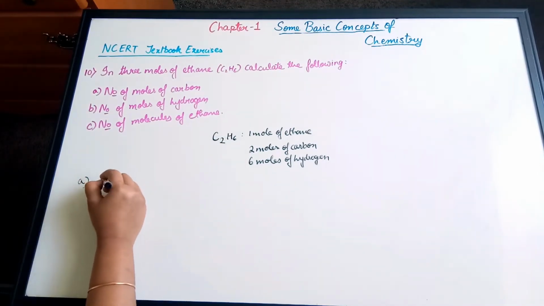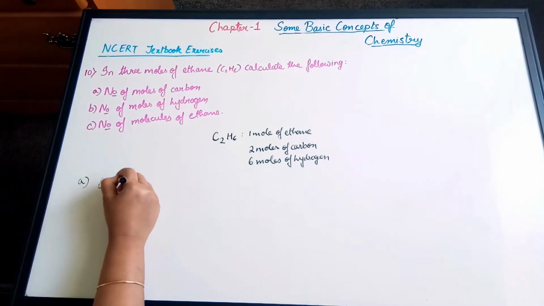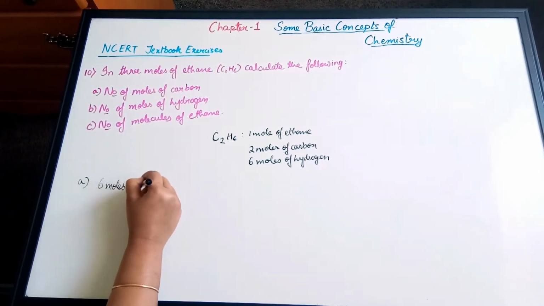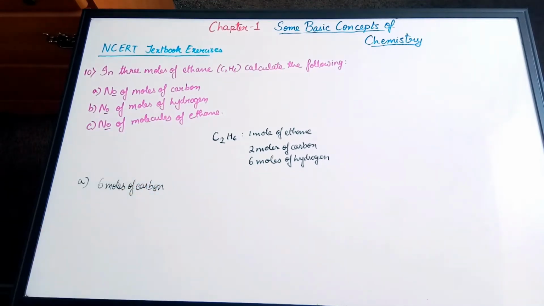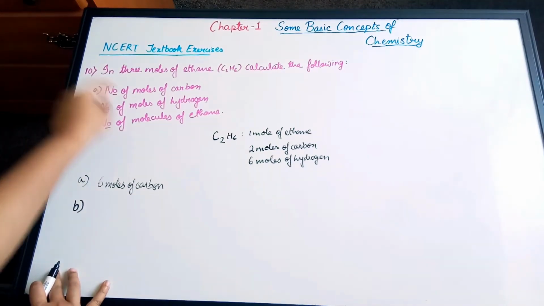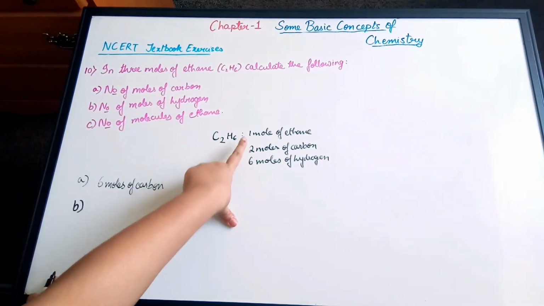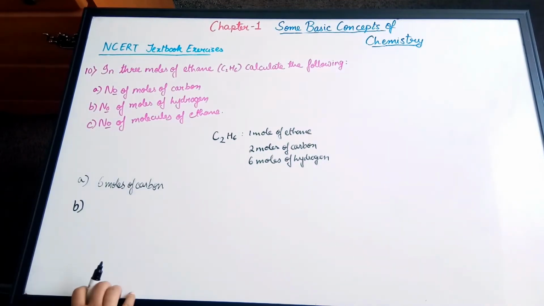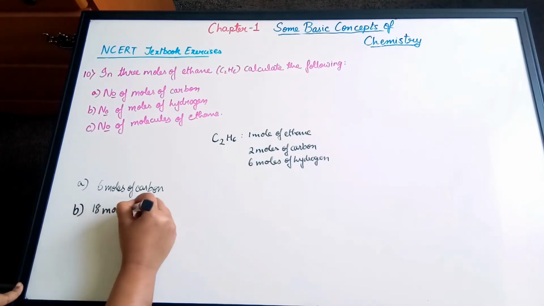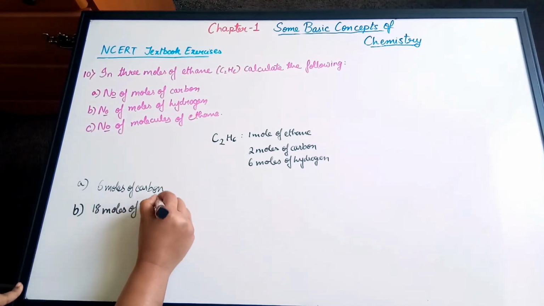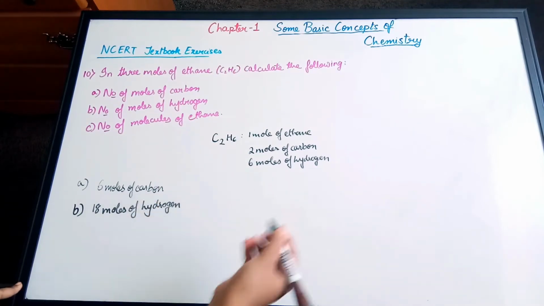If in 1 mole you have 2, in 3 moles you will obviously multiply it by 3. So 2 into 3, that is 6 moles of carbon present in ethane. The next one is number of moles of hydrogen. In 1 mole you have 6, then in 3 moles you will have 6 into 3, that is 18 moles of hydrogen. We're just multiplying it.